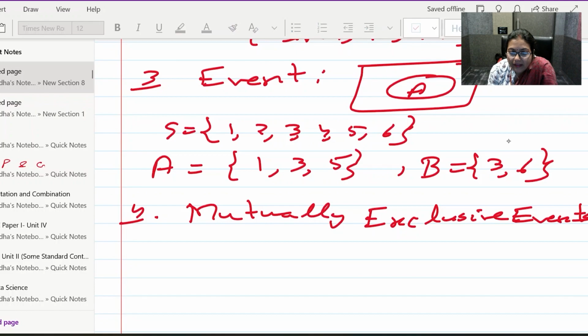Similarly, if you throw a dice, if an even number comes, an odd number will not come. If an odd number comes, an even number will not come. So if I define two events A and B, when will they be mutually exclusive? When there is no common point between them.